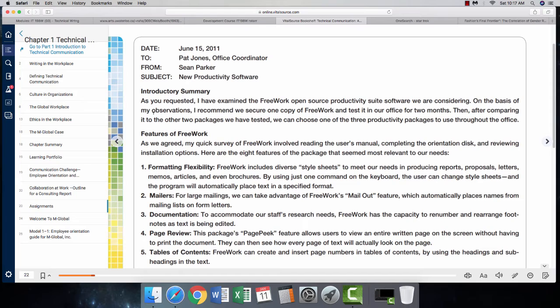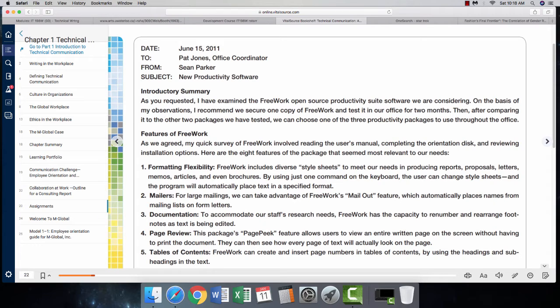So you have an introductory summary, and it gets right to the point. As you requested, I have examined the FreeWork open source productivity suite software. The subject, right? The productivity software, it's in the first line, and it has to be in the first line. People in business, people doing a job, don't want a great big introduction that moves us from the beginning of time to now, or what have you, as some student essays unfortunately do. So you get right to the point.